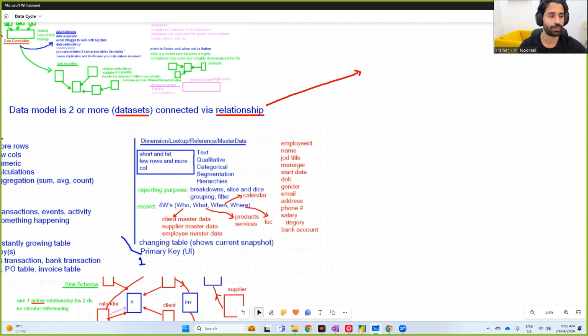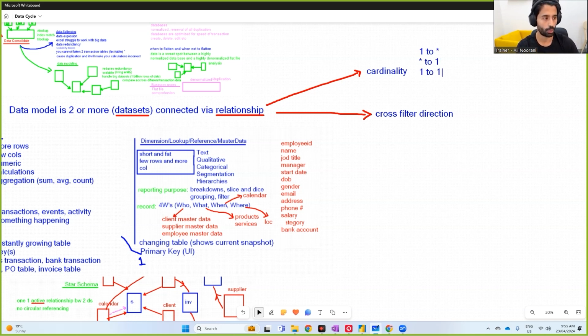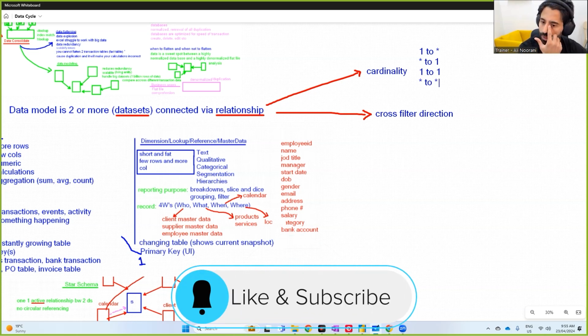We discussed it briefly yesterday. We call it cardinality. You might not be aware of the terminology, but you will get what I mean by cardinality in a sec. And then you have cross filter direction. Cardinality is one to many, many to one, one to one, and many to many. These are the four types of cardinality we have.